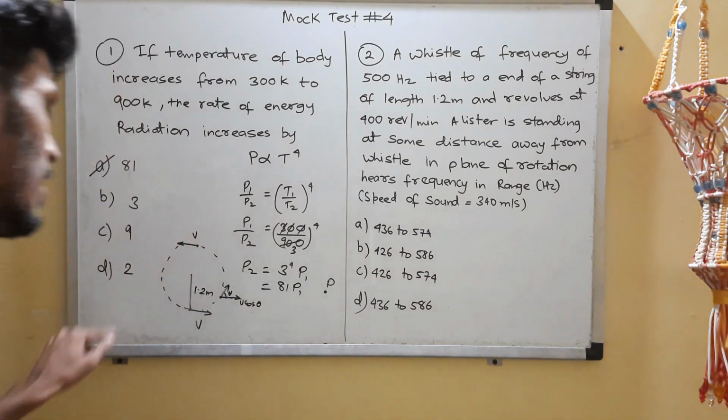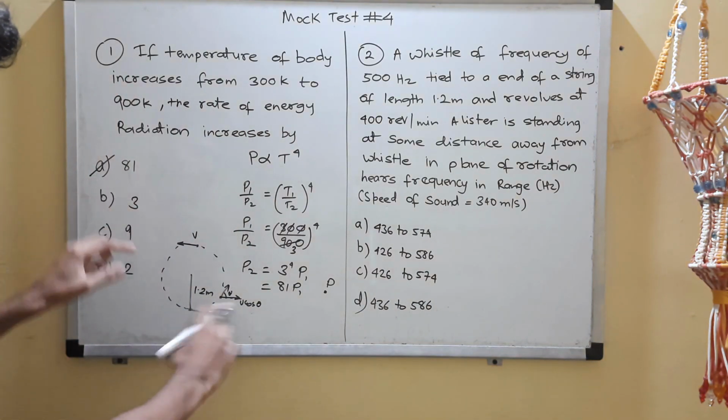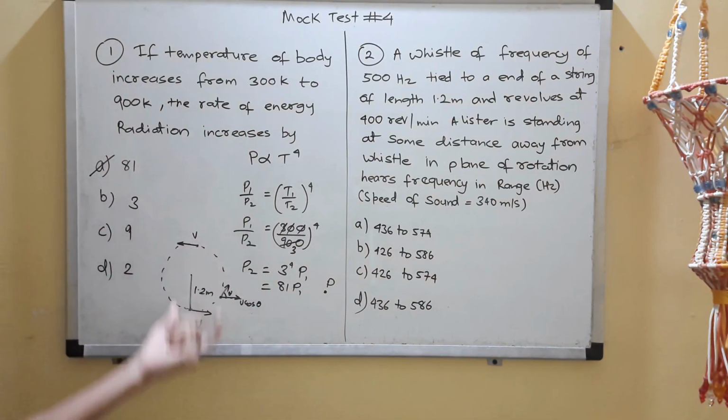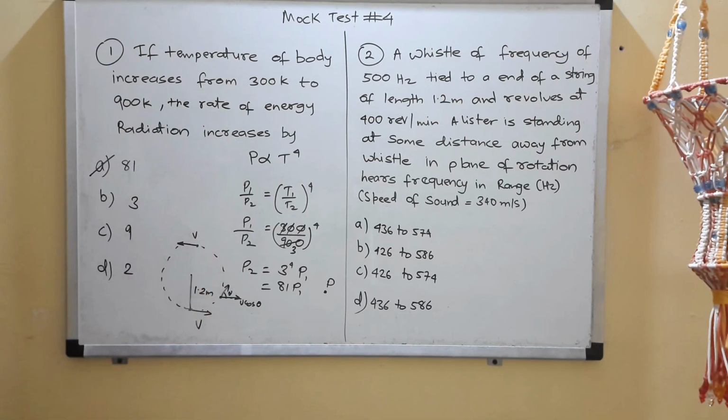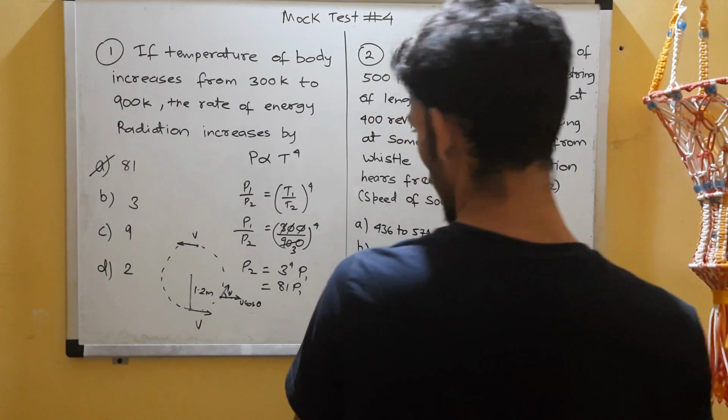Here also, when it's departing away, the frequency range will be between those two frequencies. So this is the maximum frequency that you will get and this is the minimum. Okay, so let's solve it now.